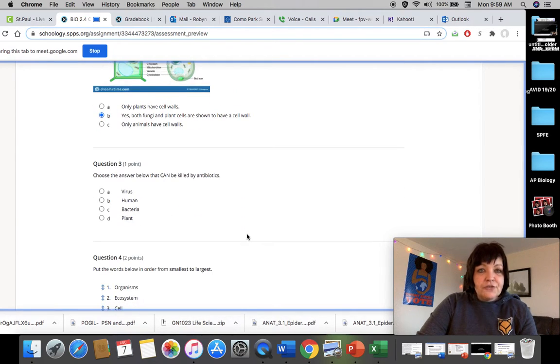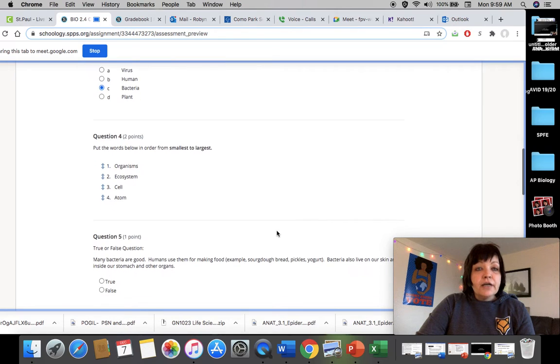So question 3 says choose the answer below that can be killed by antibiotics. And what that came from was that superbugs assignment that I gave you, and the answer to that one is bacteria. Bacteria can be killed by antibiotics.